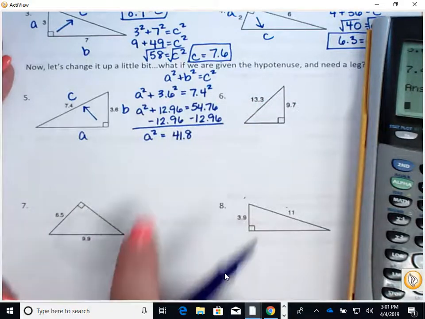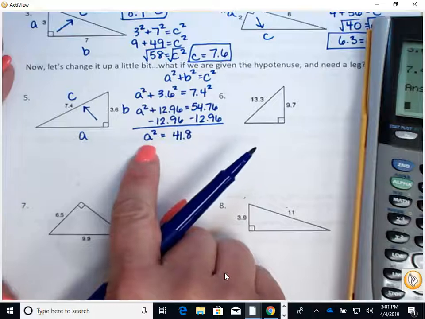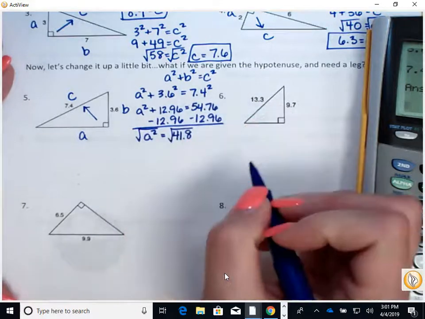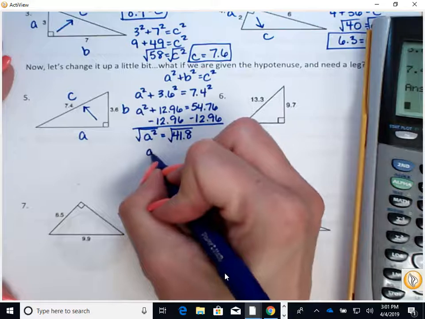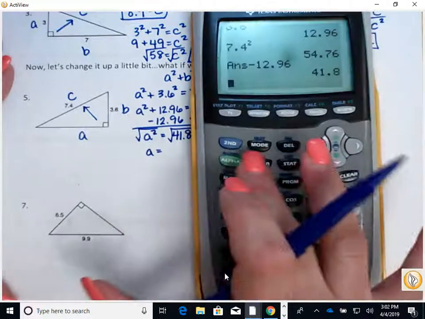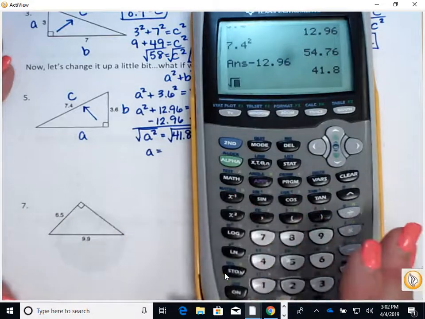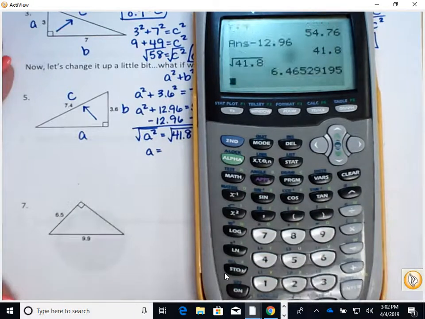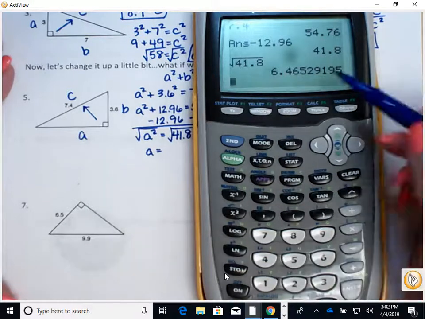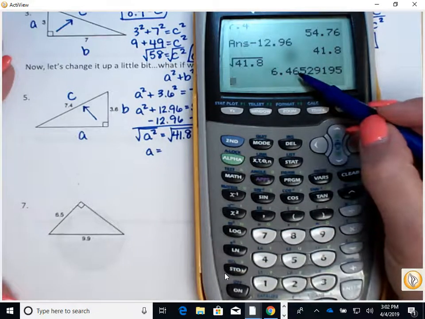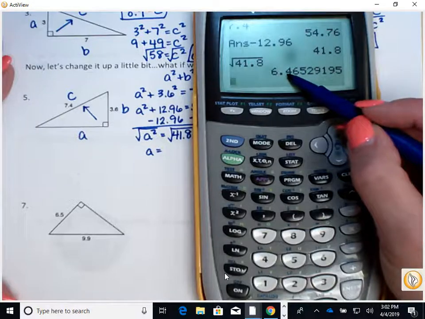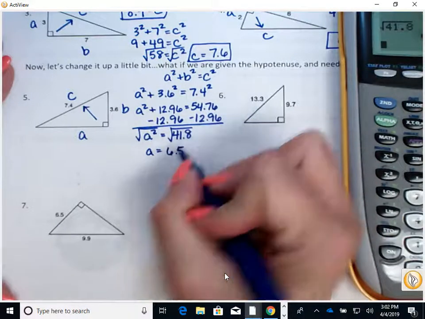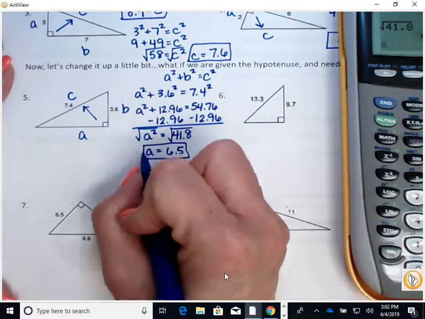Then last but not least, A squared is by itself, but I need to get A by itself, so I've got to get rid of that square. So do the inverse and take the square root of both sides. So we get A equals, hit the second button, then the x squared, and we're typing in 41.8. Enter, and we get 6.46. So that 6 next to the 4 means we need to bump that 4 up 1. So it's going to be 6.5. So the A side is 6.5.